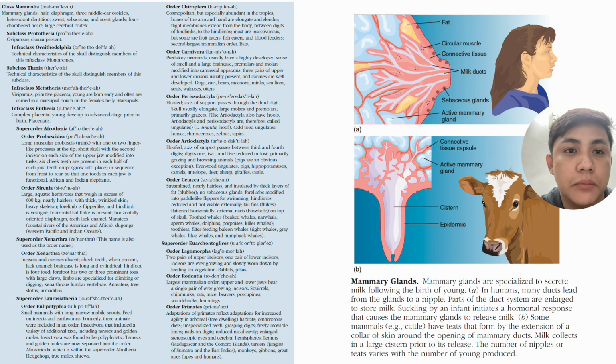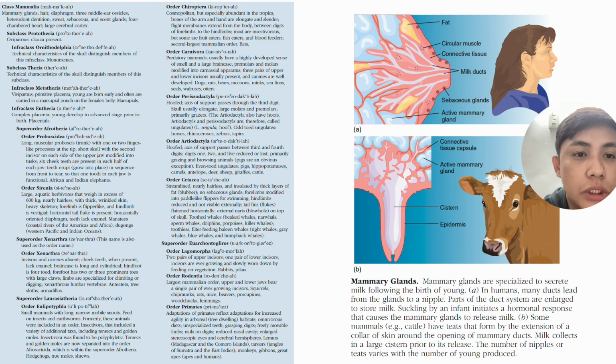They are cosmopolitan but especially abundant in the tropics. Bones of the arms and hands are elongated and slender. They are the flying members of the mammalians. The flight membranes extend from the body between the digits of the forelimbs to the hind limbs. Most are insectivorous, but some are fruit eaters, fish eaters, and blood feeders. The second largest mammalian order, which includes the bats.